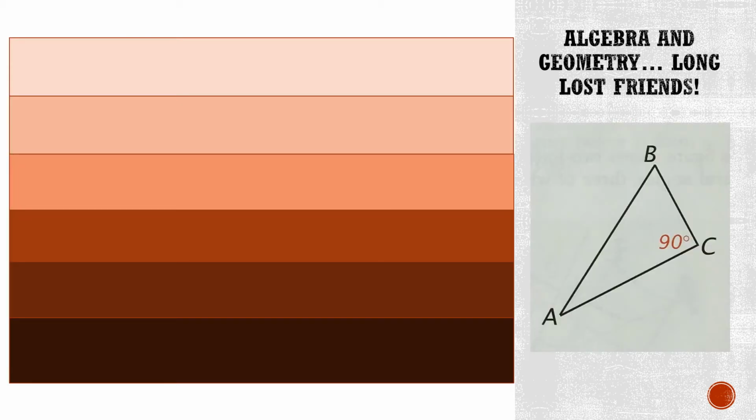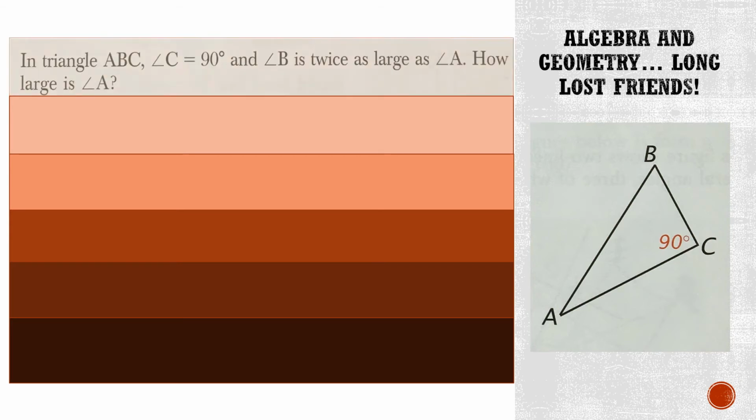So what we're seeing is that algebra and geometry are like long lost friends. And we have to use algebra and our understanding of it to continue our studies in geometry. And let's take a quick look at how this works. So let's use this triangle ABC, and we're going to say that angle C equals 90 degrees, and that angle B is twice as large as angle A. How large is angle A?